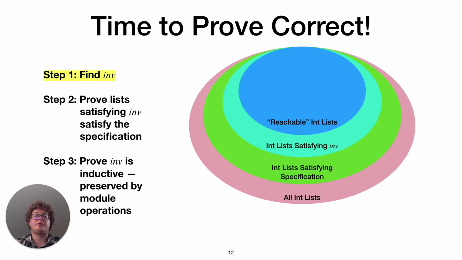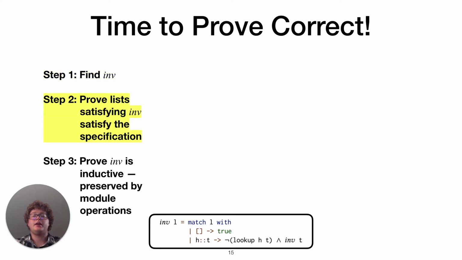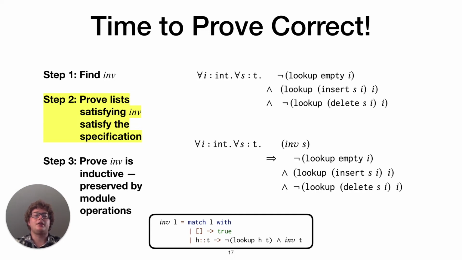This first step, we have to find inv. In this case, our invariant is going to be no duplicates. Next, we must prove that lists that satisfy inv also satisfy the spec. So where before we just had to prove that we satisfied the spec, now we have the additional assumption that inv holds on S.